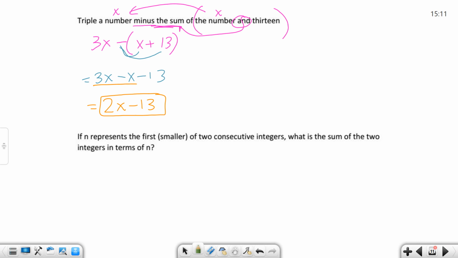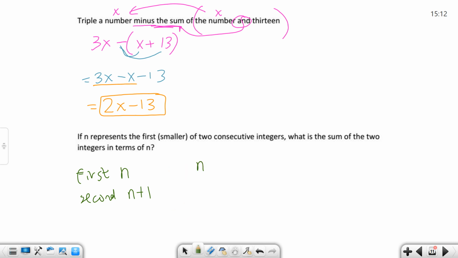So if n represents the first, or the smaller, of 2 consecutive integers, what is the sum of the 2 integers in terms of n? So I have 2 numbers that are consecutive. What does that mean? Like 1 and 2. Those are consecutive. 8 and 9. 50, 51, right? Consecutive integers, one number and then the very next number, 7 and 8. So if the first one is n, what is the second one? The second number is n plus 1. It's always one more, right? So if this is 7, this is 7 plus 1, which is 8. If this is 100, this is 100 plus 1, which is 101. So it's always one more. So n and n plus 1.